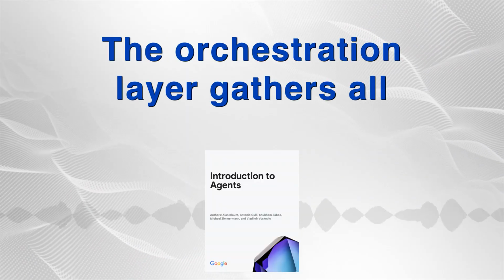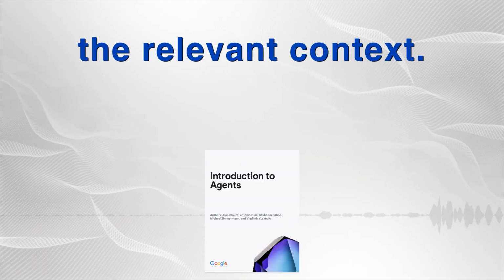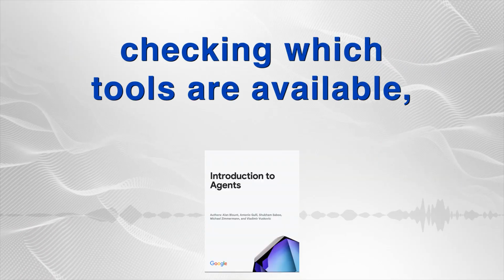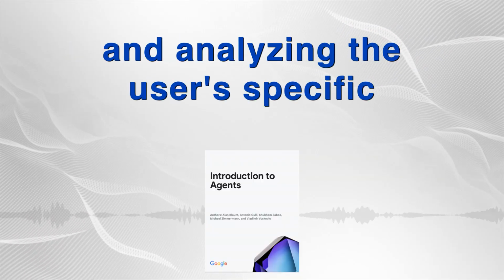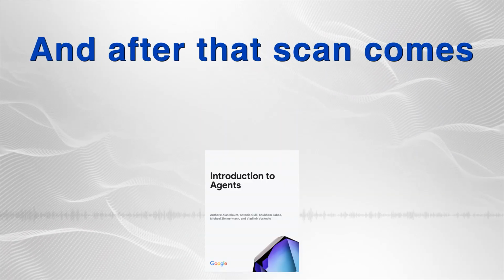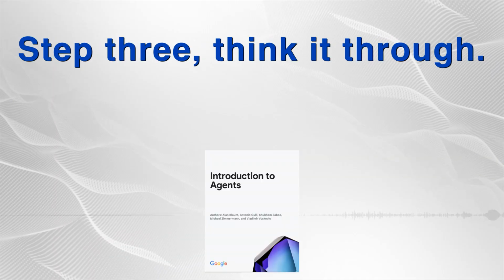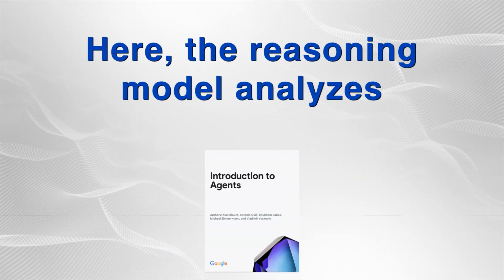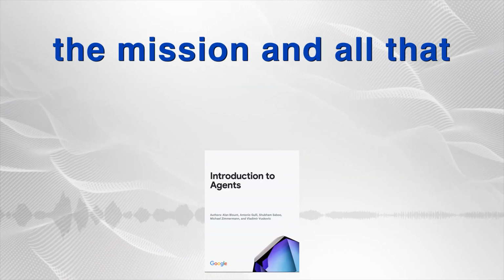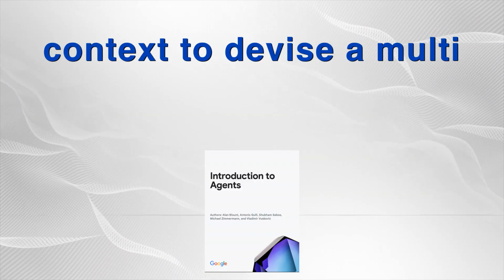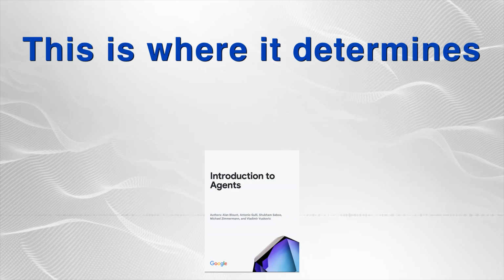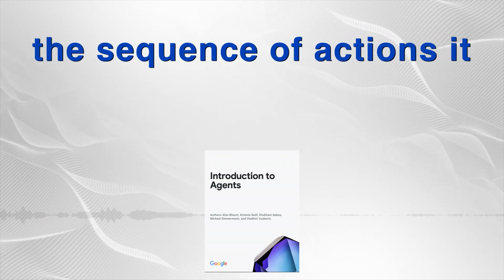The orchestration layer gathers all the relevant context, looking at its memory, checking which tools are available, and analyzing the user's specific request. And after that scan comes the core of the process. Step 3, think it through. Here, the reasoning model analyzes the mission and all that context to devise a multi-step plan. This is where it determines the sequence of actions it needs to take.